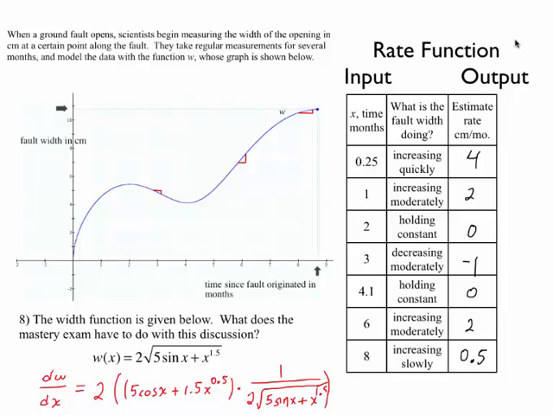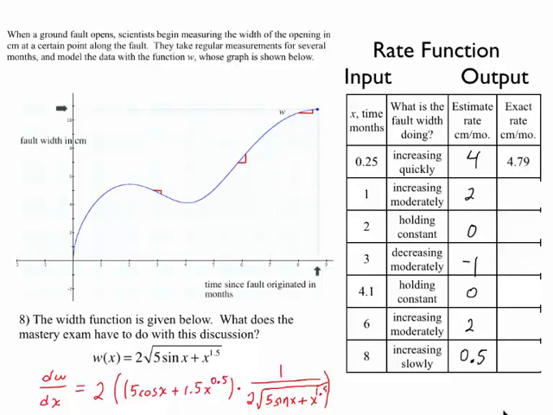Okay, so if you plugged all those values in, we can check. At 0.25, I got 4.79. Agree? And here's the rest. See if you agree.